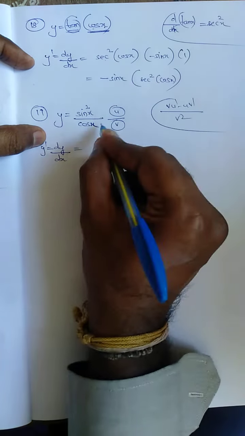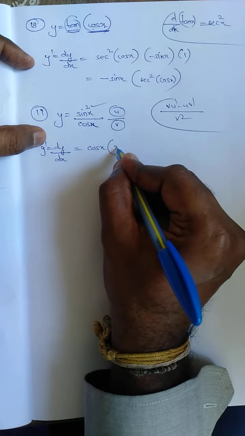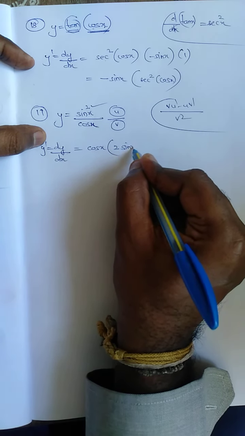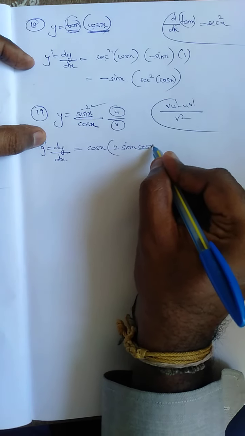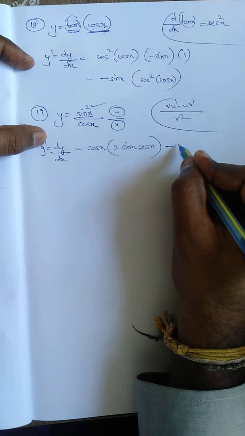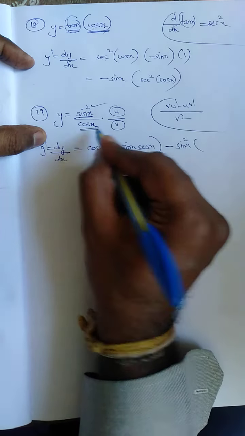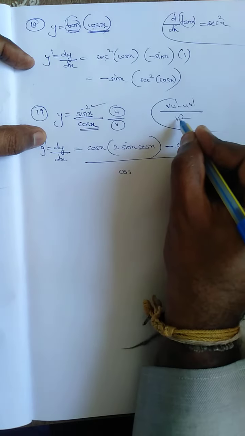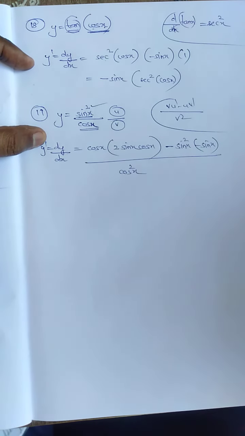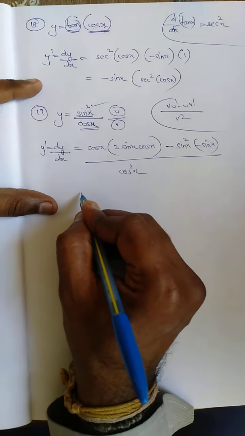So y dash, dy by dx. First write v as it is, cos x. u dash: differentiate sin square x. First bring down the power 2, sin x. Now differentiate sin x, which is nothing but cos x. Minus u: write u as it is, sin square x. v dash: differentiate cos x, which is nothing but minus sin x, divided by v square. v square is nothing but cos square x. Next, what are you going to do? Listen.